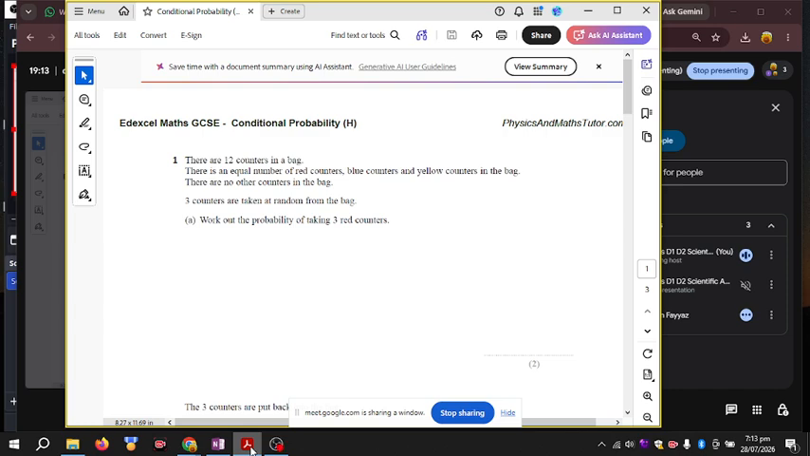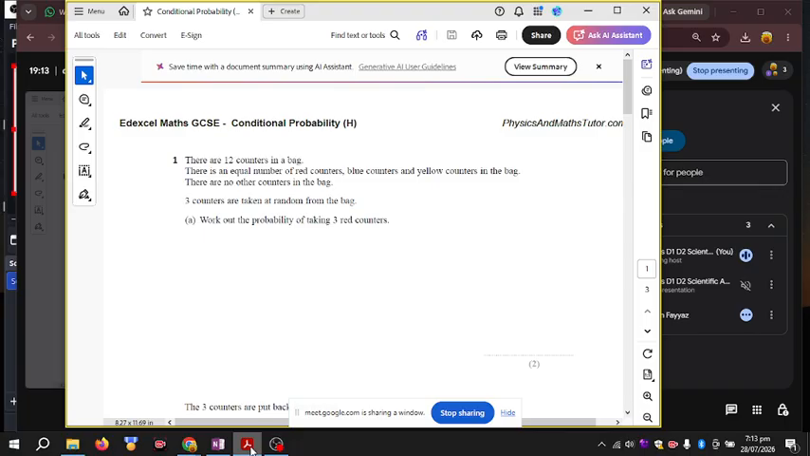Okay, so this is conditional probability questions. The question is, there are 12 counters in a bag. There's an equal number of red counters, blue counters and yellow counters in the bag. There are no other counters in the bag, right? So they have told us that there are total 12 counters, and it includes the red, blue and the yellow counters, and they have also told us that there is an equal number of red counters, blue counters and yellow counters.